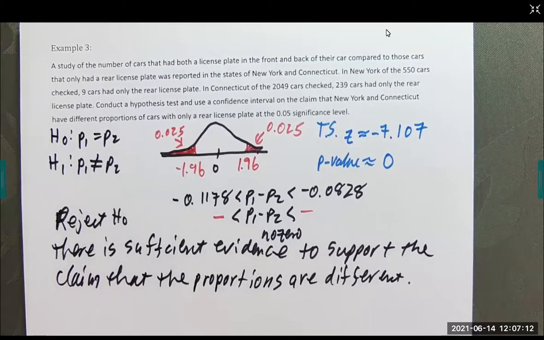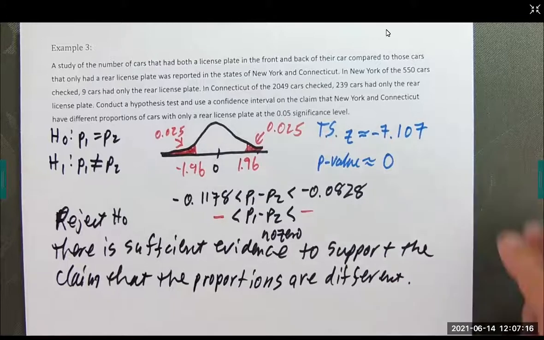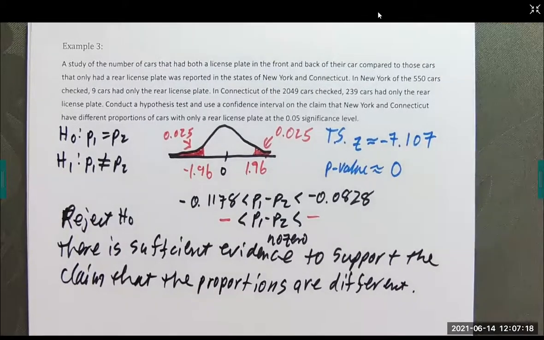There you have it, not too bad. And notice the one test and the confidence interval, they complement each other. They actually give us the same accurate information as we move forward. This will be true for the other tests and the other sections.